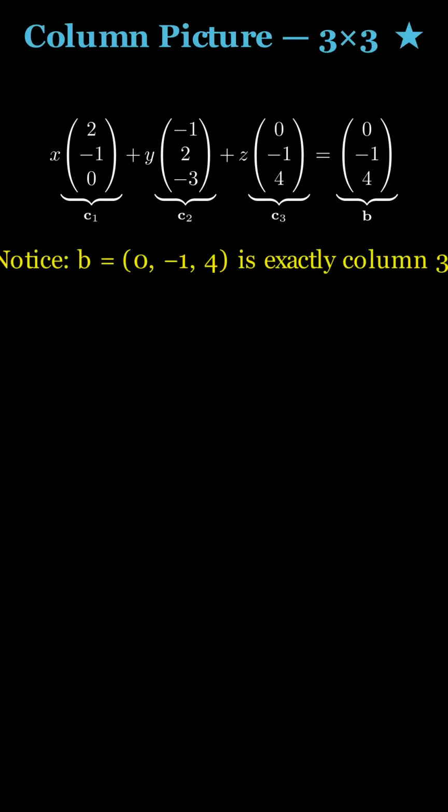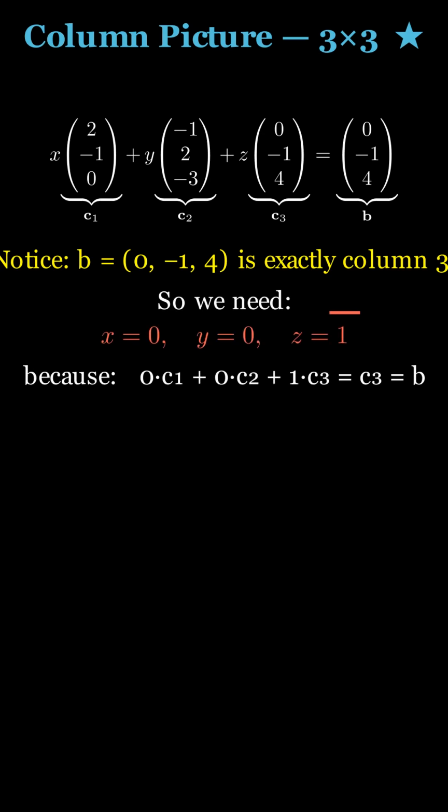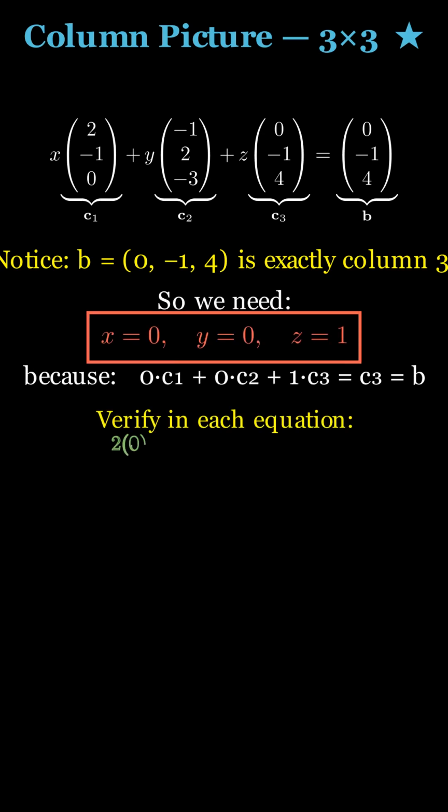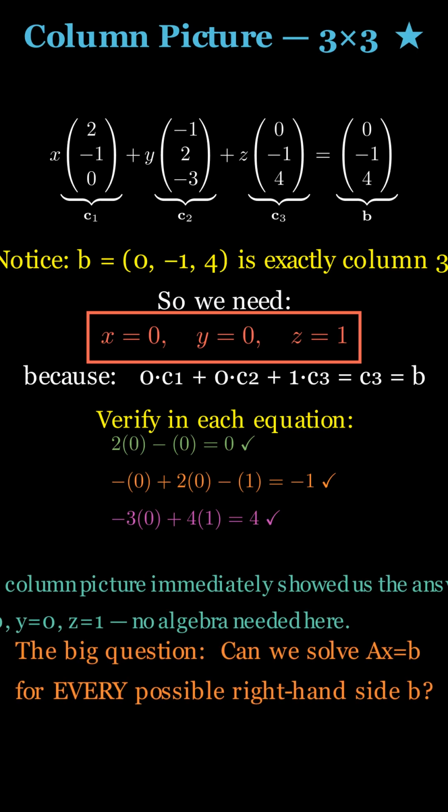We write the left side as x times column 1 plus y times column 2 plus z times column 3, and set this equal to b. Column 1 is 2, negative 1, 0. Column 2 is negative 1, 2, negative 3. Column 3 is 0, negative 1, 4. The right-hand side b is 0, negative 1, 4.